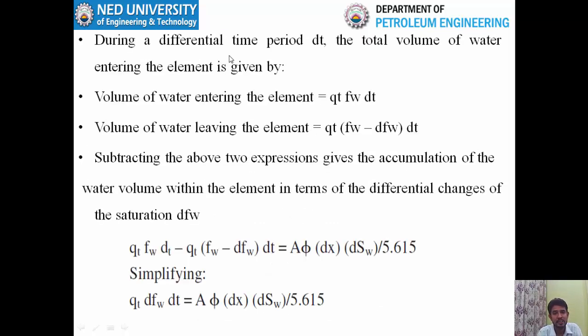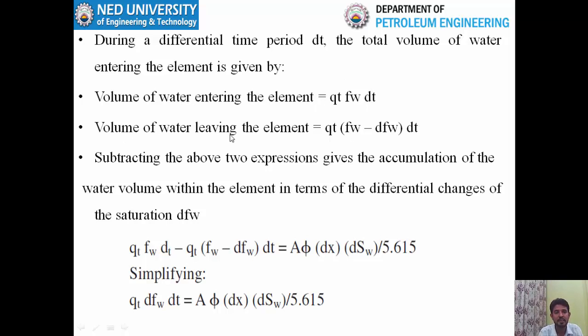So during a differential time period dt, the total volume of water entering the volume is given by, so volume of water entering the element is equal to Qt, the total flow rate, multiplied by the Fw. We know Fw is the ratio of Qw divided by Qt. So Qt will cancel and you have Qw, water flow rate. And when you multiply the water flow rate into dt, you will get the water volume. So by this equation you are calculating the volume of water entering the element.